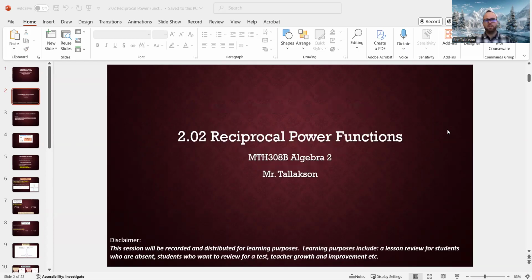The title of this first lesson of Unit 2 is 2.02, Reciprocal Power Functions. You may have heard these words individually, but maybe not all together. So we're going to see and learn all about them.